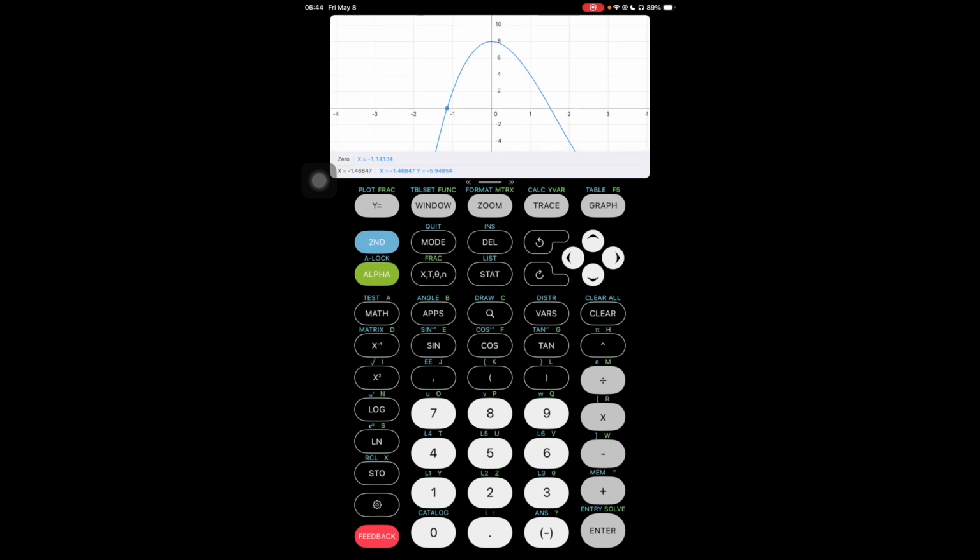Okay, the cube is weird. Oh, you know why? Because it's missing the x. That's why it looks weird. Okay, so where does it say it's going to cross? It's going to cross negative 1.17 and positive 1.5.